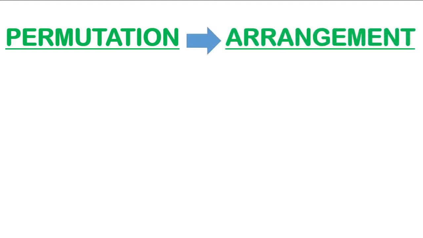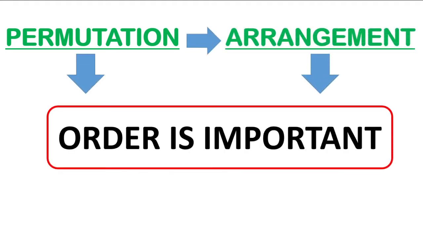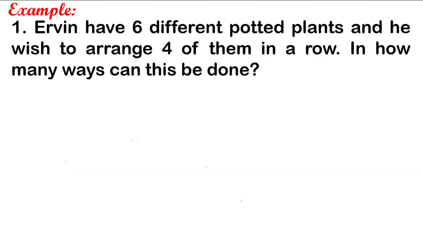Let's repeat again. Permutation is an arrangement wherein order is important. Let's have an example. Say, Irvin has 6 different potted plants, and he wished to arrange 4 of them in a row. In how many ways can this be done?